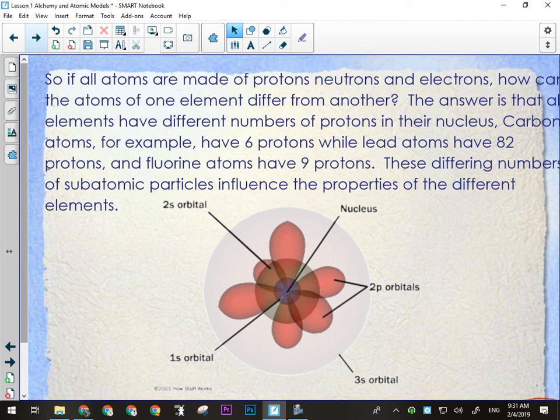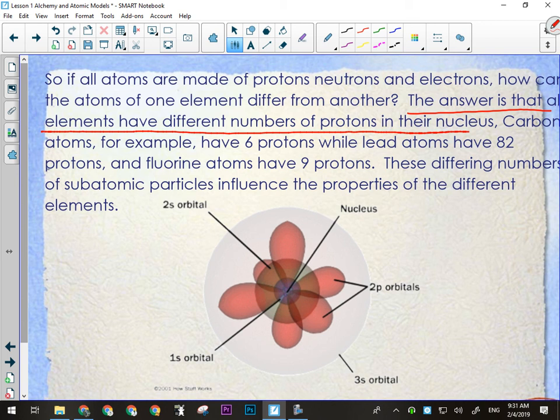So all atoms are made of protons, neutrons, and electrons. They're all made of the same basic parts. What makes all atoms different, we already talked about, but here's the answer. The reason that all atoms are different is the number of protons in their nucleus, not the number of electrons, not the number of neutrons. It's the number of protons that determines the physical properties of an atom.